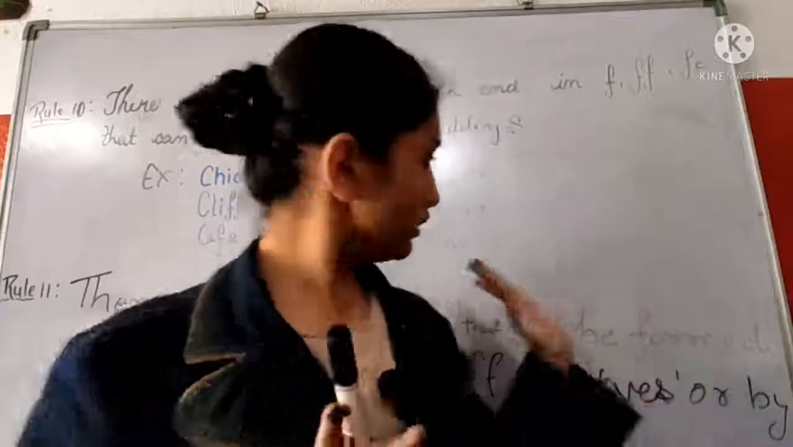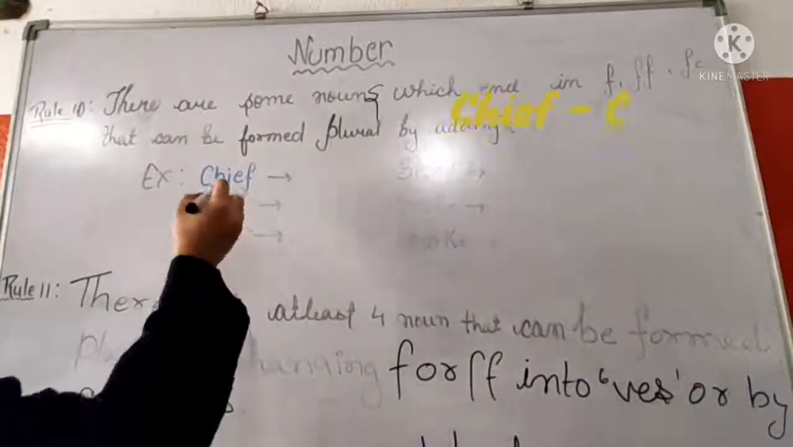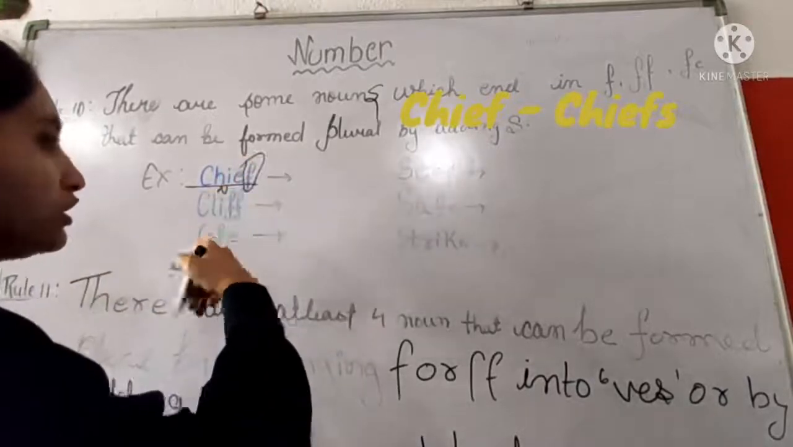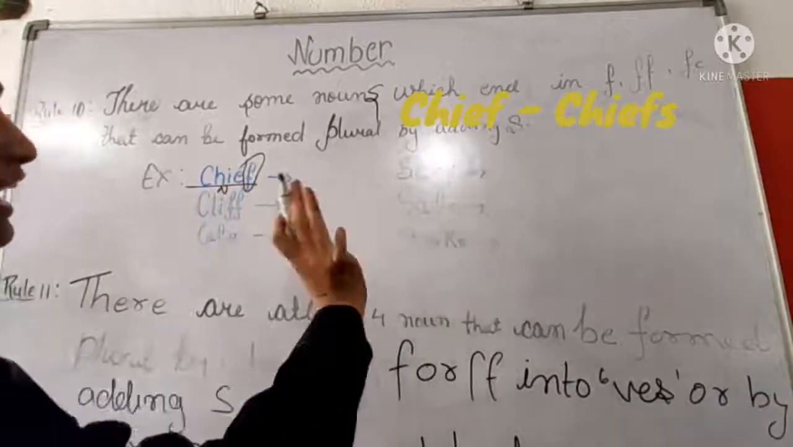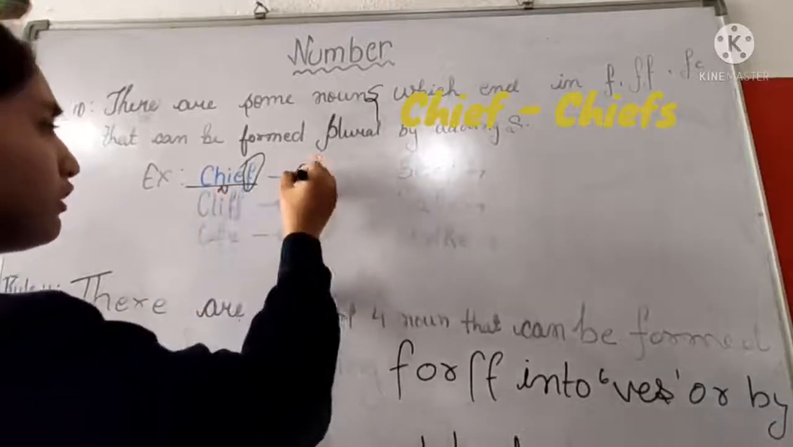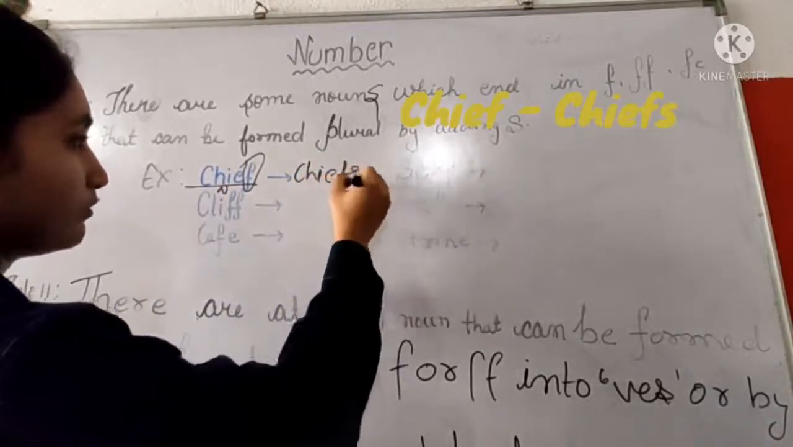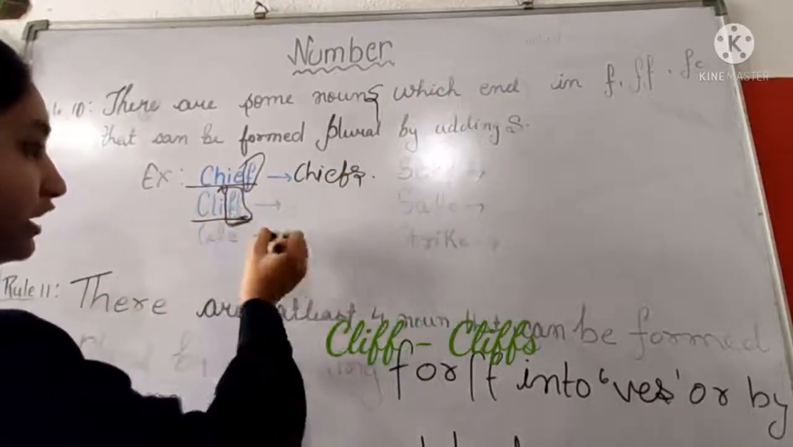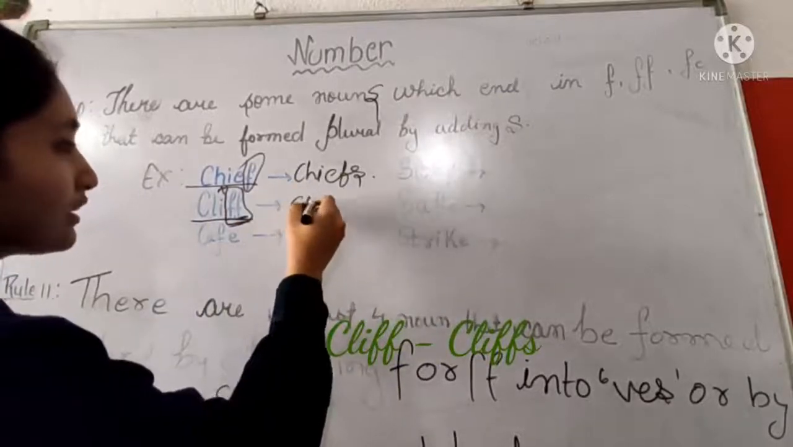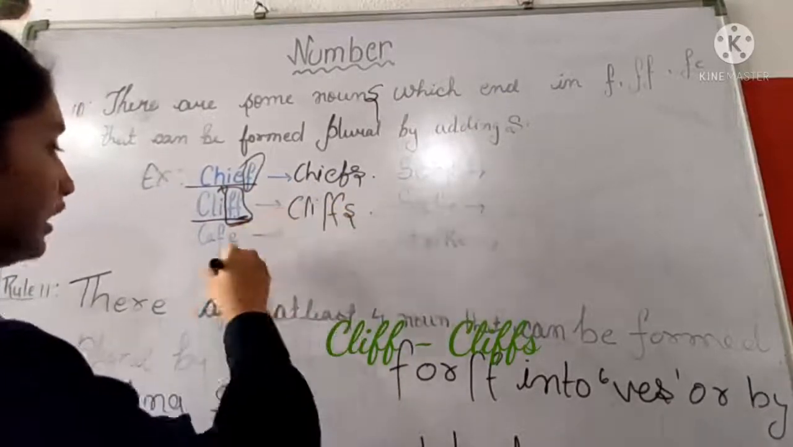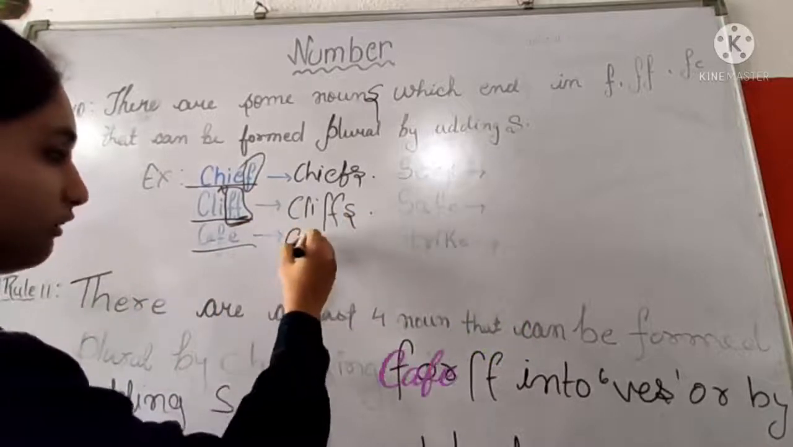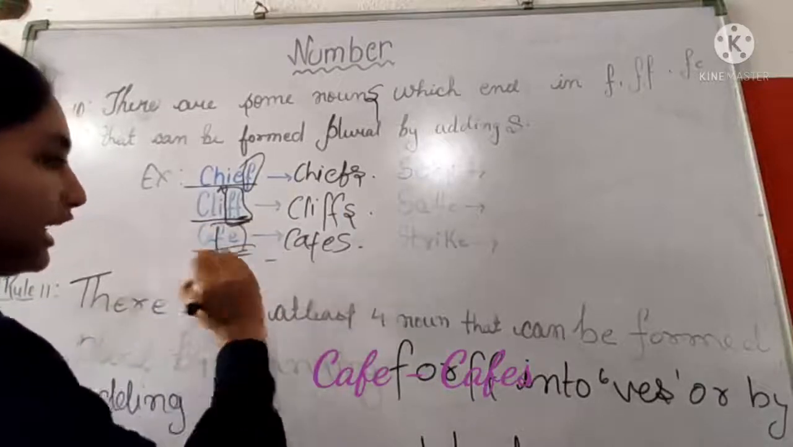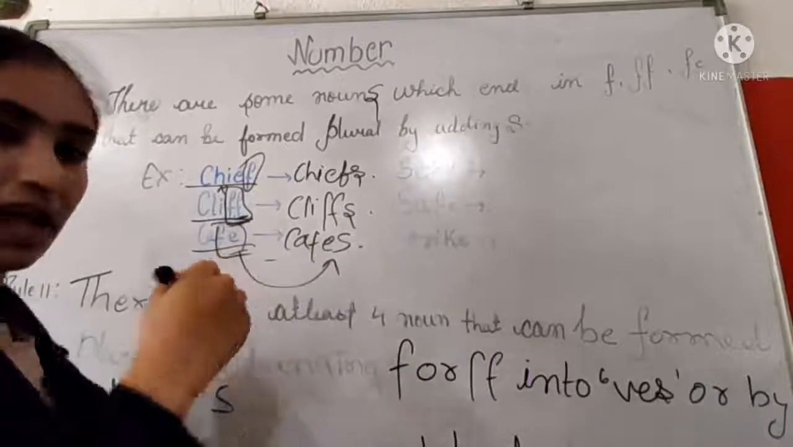Okay. So let's see the example. Here chief. So here the noun chief ends with what? F. So it can be formed plural by simply adding s to the singular. So it will become chiefs. Again cliff. It ends with what? It ends in double F. So it can be formed plural by adding s again. Now cafe. It will become cafes. So here it ends with what? FE. So it is formed plural by simply adding s.